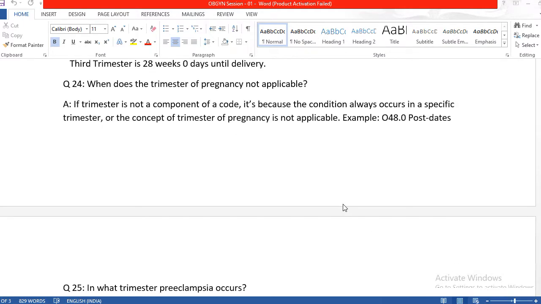When is the trimester of pregnancy not applicable? If trimester is not a component of a code, it is because the condition always occurs in a specific trimester, or the concept of trimester of pregnancy is not applicable. Some conditions only occur in separate trimesters. For example, post dates O48.0 will occur only after the third trimester, so here we need not code any trimester code. Post dates means the patient has already completed 40 weeks. After 40 weeks, we call it post dates.